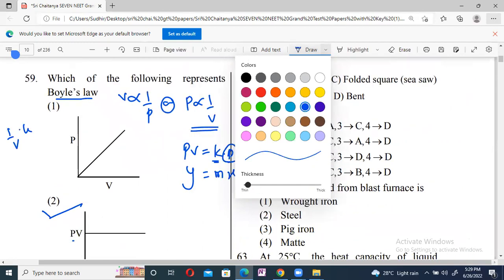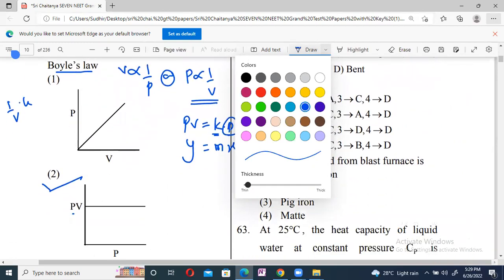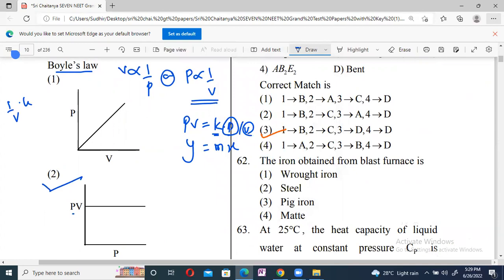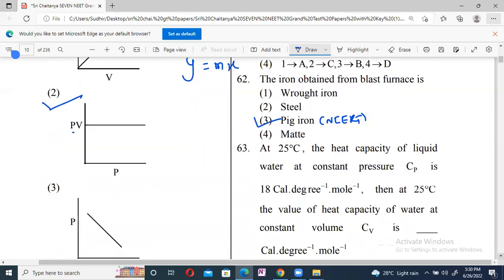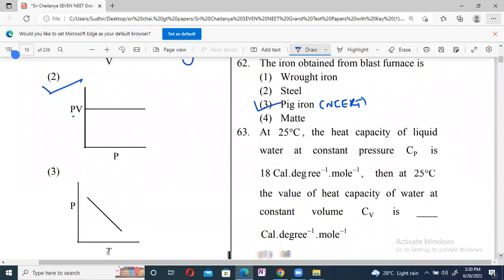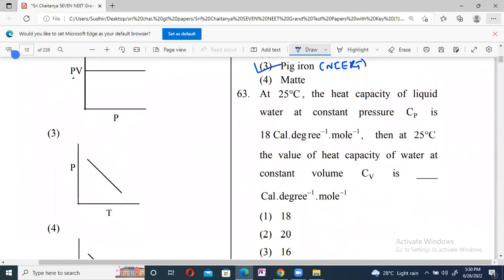Question number 62. The iron obtained from the blast furnace is, a direct question from NCERT. Iron obtained from the blast furnace is pig iron.